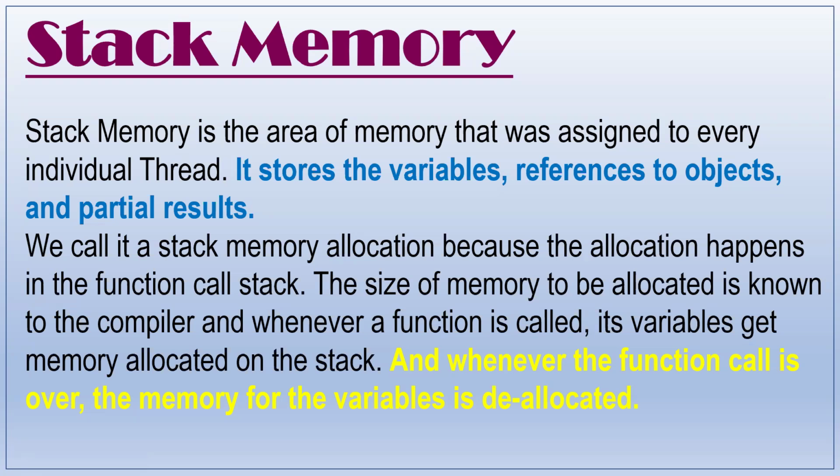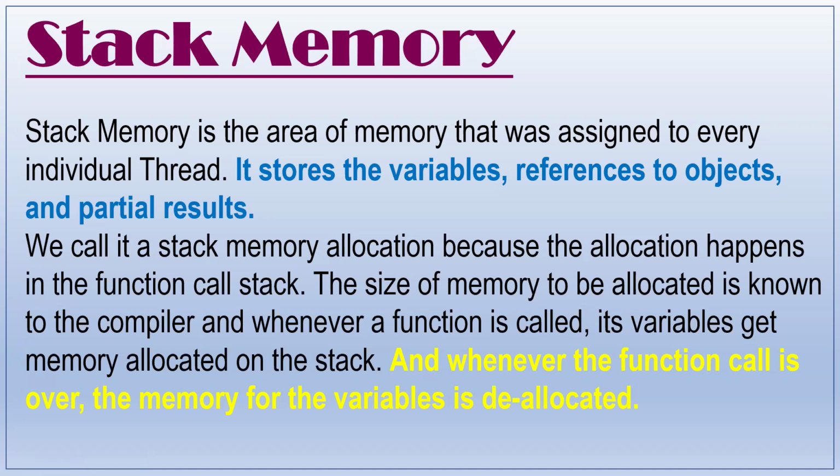Okay, so in stack memory, the local variables are stored, you can say references to the objects and the partial results. We will see this practically also in the same session. We call it stack memory allocation because the allocation happens in the function call stack. Whenever functions are called, it maintains a stack, and your allocation happens in that function call stack.